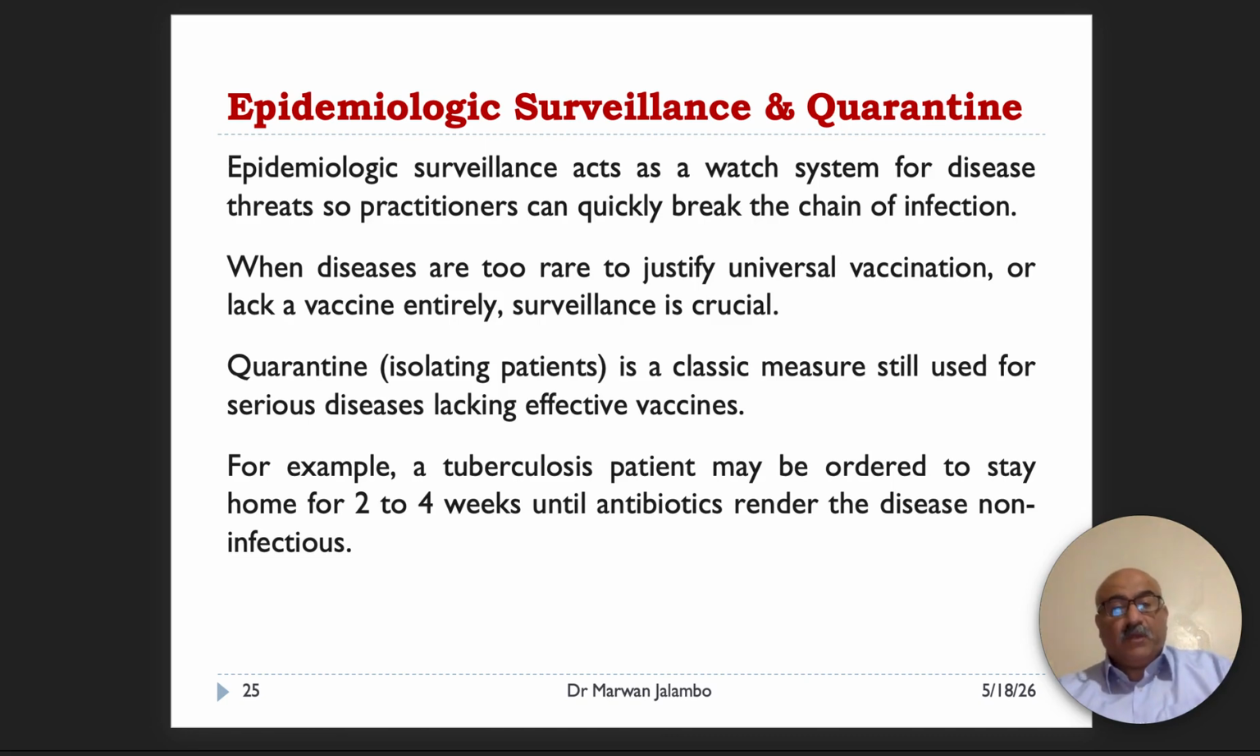The answer: when vaccines don't exist for a disease, or if a disease is too rare to justify vaccinating everyone, we rely on epidemiologic surveillance. This is our early warning system. Public health practitioners watch for disease threats so they can step in and break the chain of infection. The classic response is quarantine, isolating the patient to prevent them from infecting others.